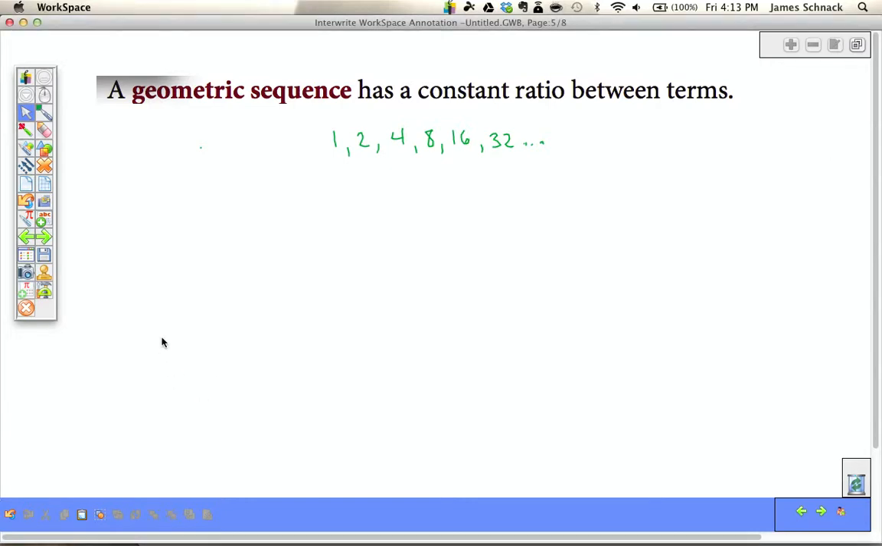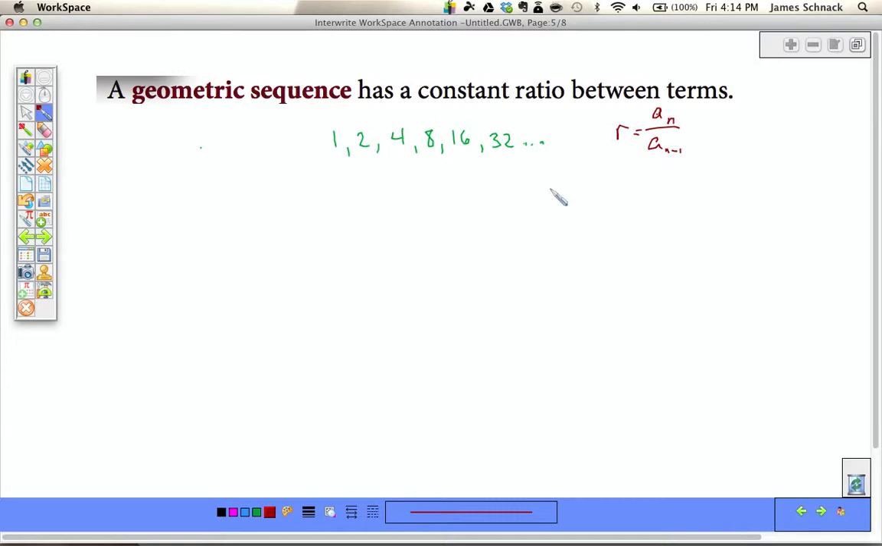To get from term to term, we are multiplying by the same quantity. So here is a quick example of a geometric sequence: 1, 2, 4, 8, 16, 32. We can verify that this is geometric by looking at the ratio between terms. The common ratio, called r, can be found by taking any term, a sub n, and dividing by the previous term, a sub n minus 1.